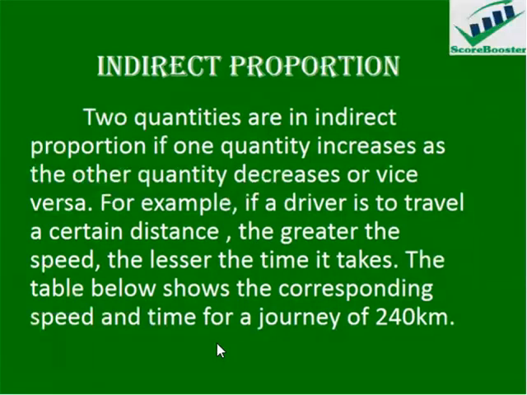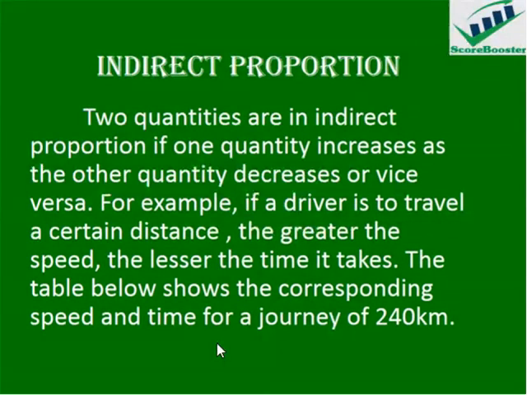In direct proportion, we were told that two quantities are in direct proportion if one quantity increases as the other increases and vice versa. But here, in indirect proportion, two quantities are in indirect proportion if one quantity increases as the other decreases and vice versa.